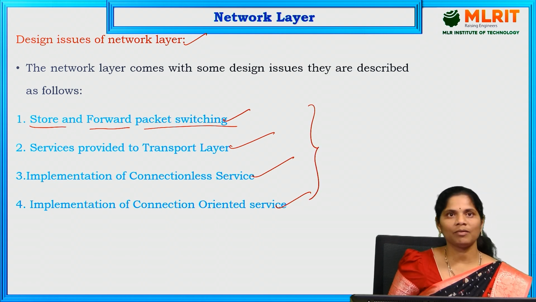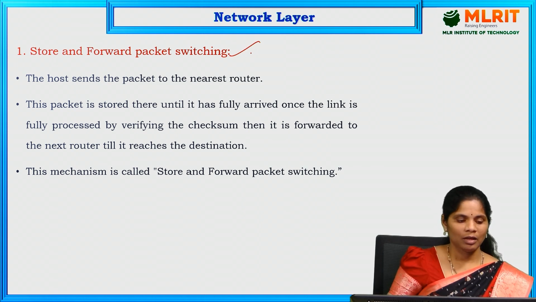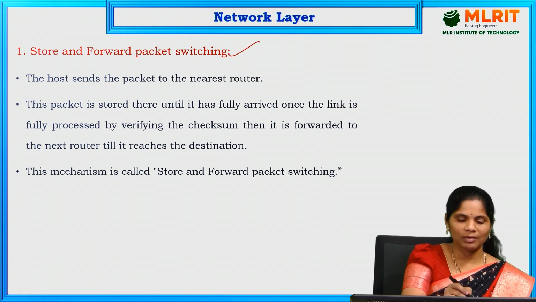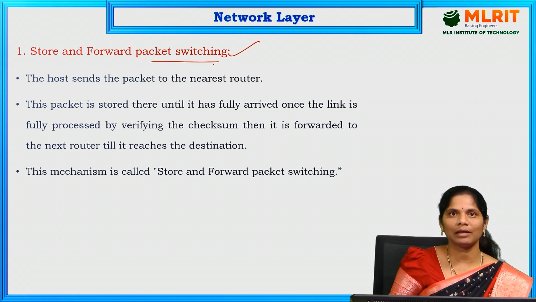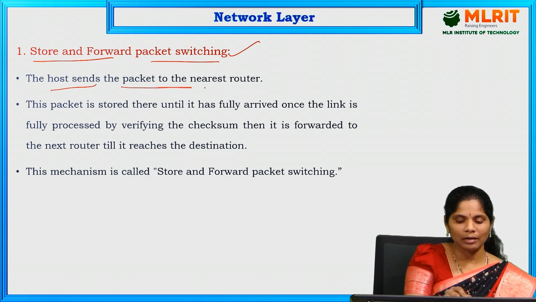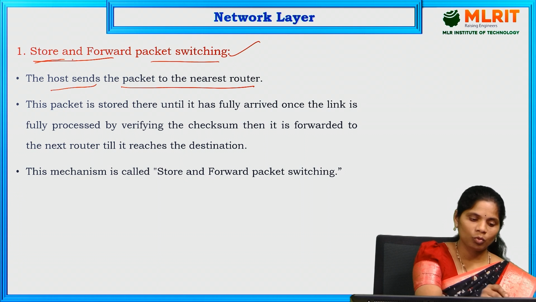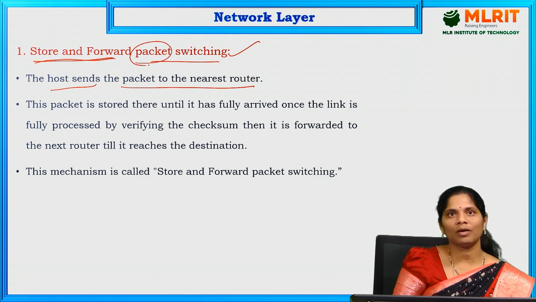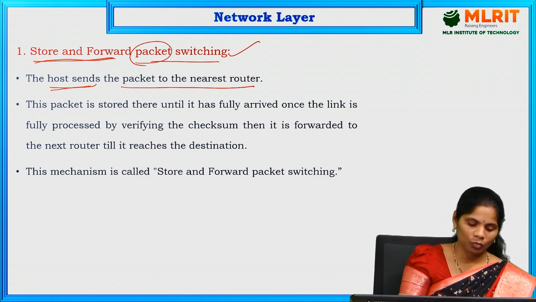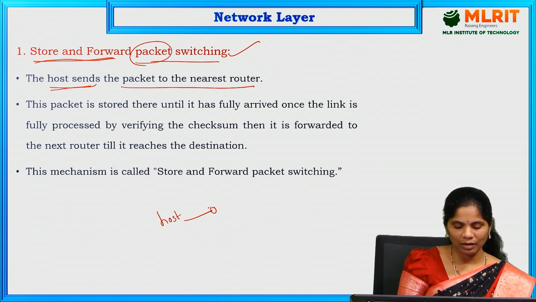Let us see them one by one. First one is store and forward packet switching. What is store and forward packet switching? Packet switching we already discussed in the previous class, the data link layer class. So, what does store and forward mean? The host sends the packet to the nearest router. In the data link layer we talk about frames; here we talk about packets, because it is the network layer. In the data link layer, it is node to node delivery. Here, the host sends the packet to the nearest router, whichever is nearest to that particular host.